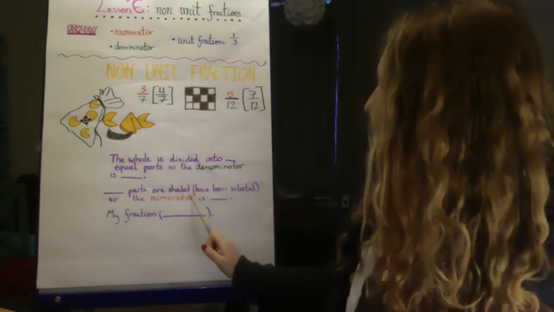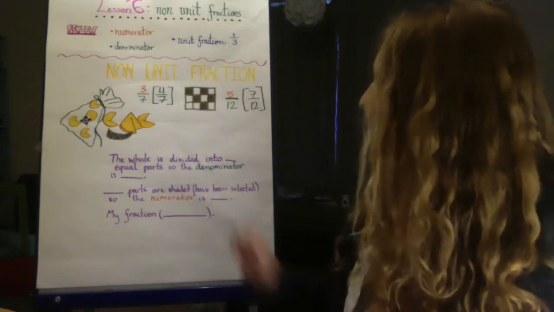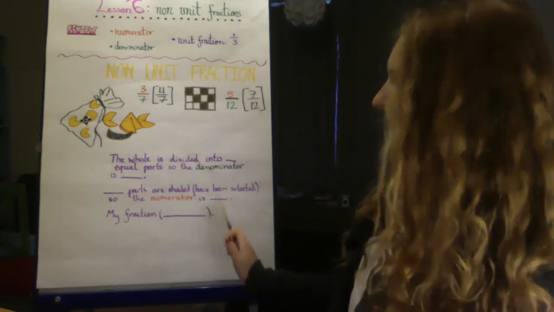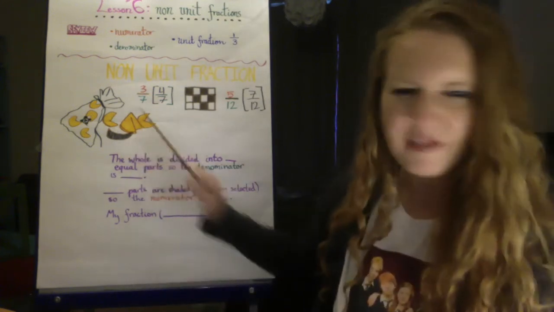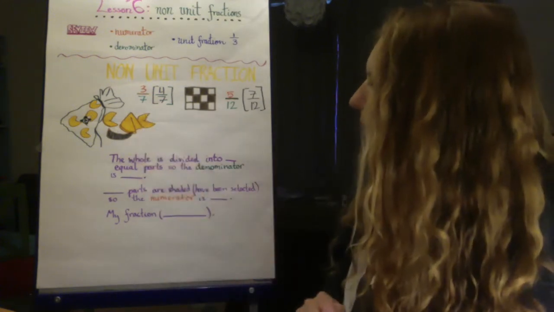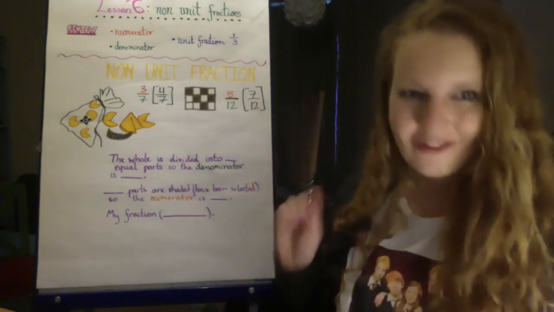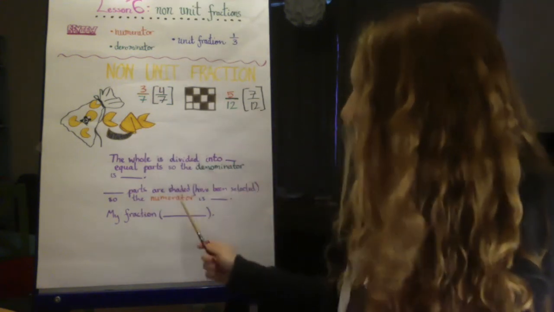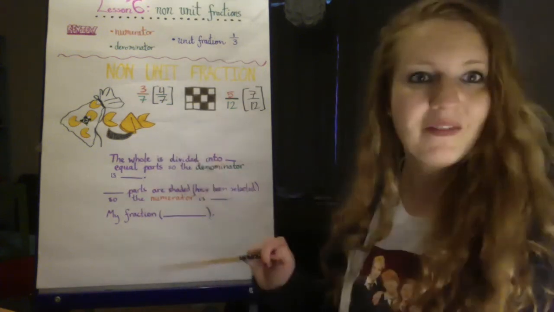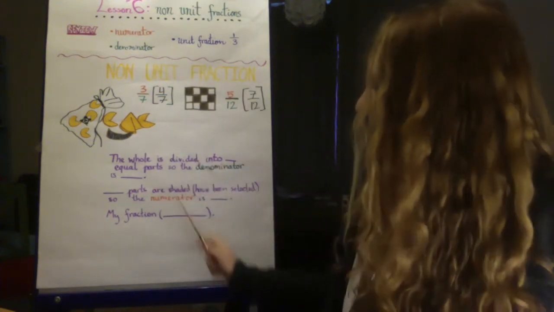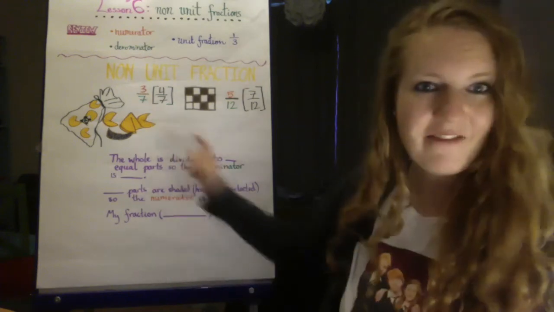Parts are shaded or have been selected. So the numerator is... In this case, we want to look at the ones that have been selected. So 3 parts are shaded or been selected. So my numerator is 3. My fraction is 3 sevenths.